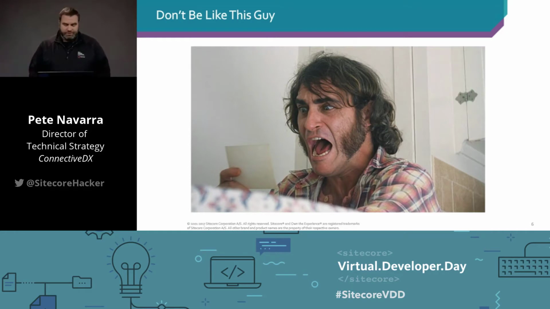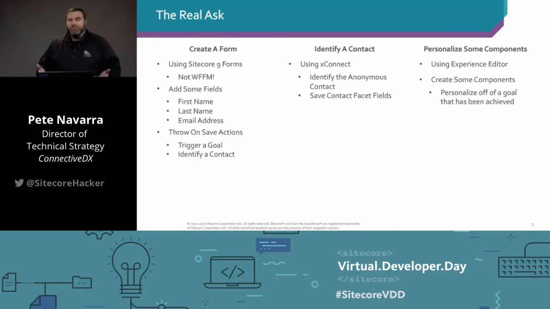Don't freak out, because the reality is the real ask here is really three things. We're going to create a form. For the most part, the content author is going to be creating that form. We're going to identify a contact. The developer is going to write some code that's going to live on a form submit action that's going to identify a contact. Again, the purpose is the content author will be able to reuse that form action over and over again. And lastly, we're going to personalize some components on the web page. We're using the Experience Editor, creating some components, and personalizing off the goal.